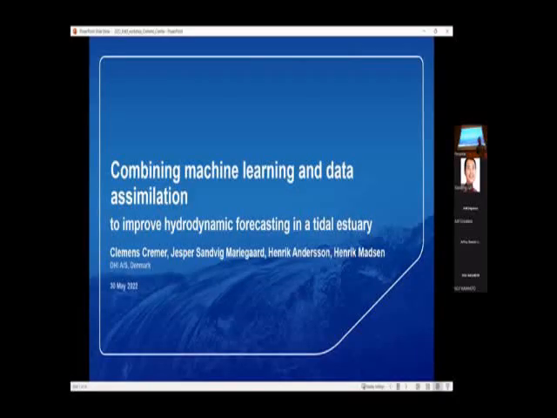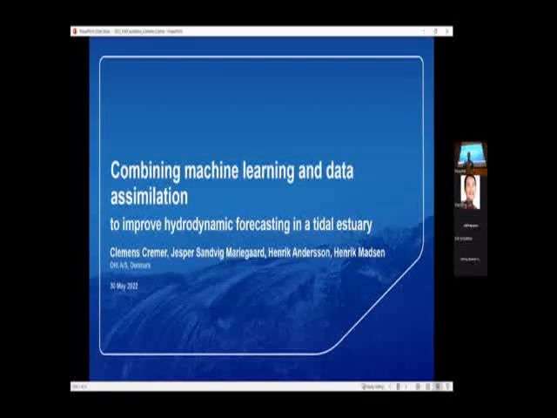Thanks for having me, and happy to be here. First of all, I want to thank my co-workers who helped create this presentation. Jesper, who is here with me, and Henrik. We're all from DHI Denmark, and I'm now presenting a case study where we combine machine learning and data assimilation to improve hydrodynamic forecasting in a tidal estuary.